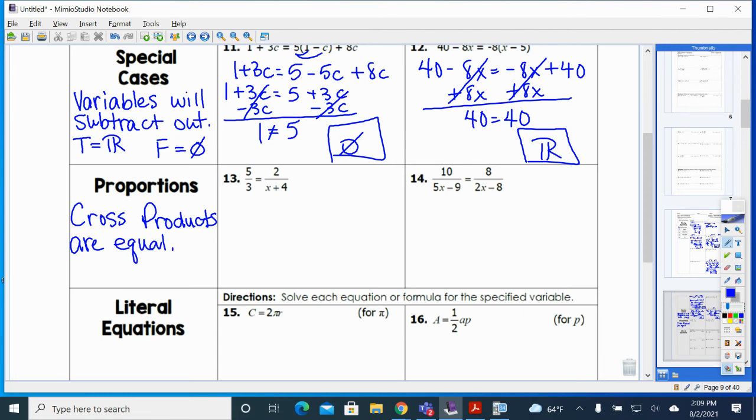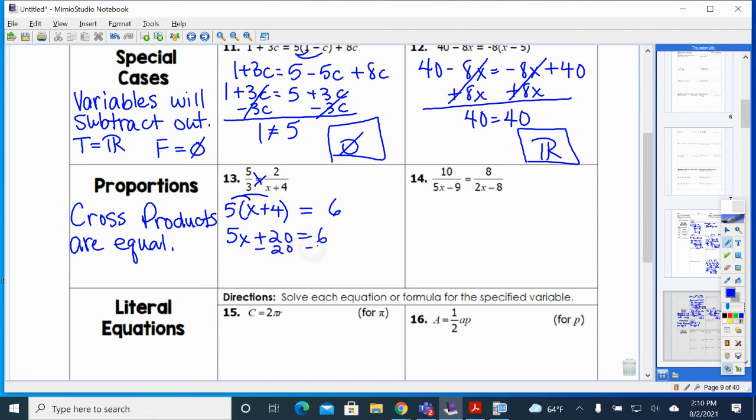So we're going to use cross products to solve these. In example number 13, I'm going to multiply the 5 times the x plus 4 and the 3 times the 2, which is 6. Because cross products are equal, I can make that into an equation that I know how to solve. To finish that off, we would distribute: 5 times x is 5x, 5 times 4 is 20, equals 6. And then you should be able to solve that from there.